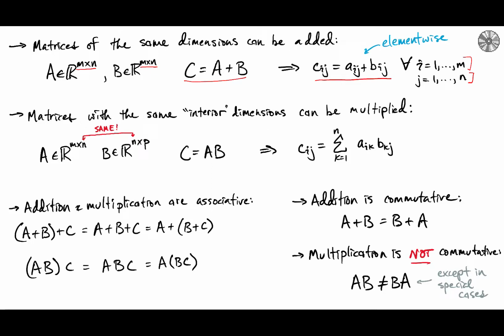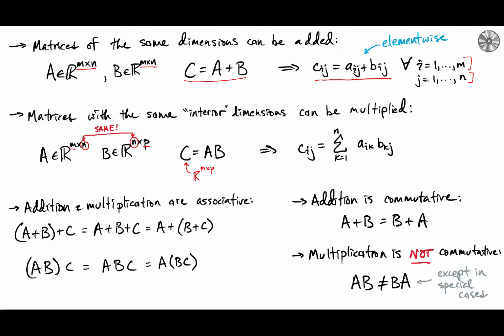We can also multiply matrices. In multiplying matrices, the important part is that the interior dimensions match, and the exterior dimensions, m and p here, give the dimensions of the resulting matrix. So C is a matrix of m rows and p columns.